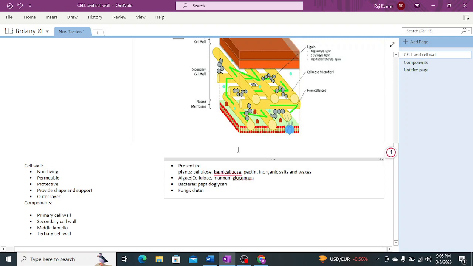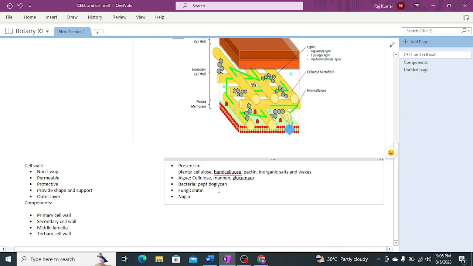In the plant cell, it is made up of cellulose, hemicellulose, pectin, inorganic salts, and waxes. Whereas in the algae cell, it is made up of cellulose, mannan, and glucanan. After which we have the bacterial cell. Bacterial cell wall is made up of peptidoglycan, and the fungal cell wall is made up of chitin.